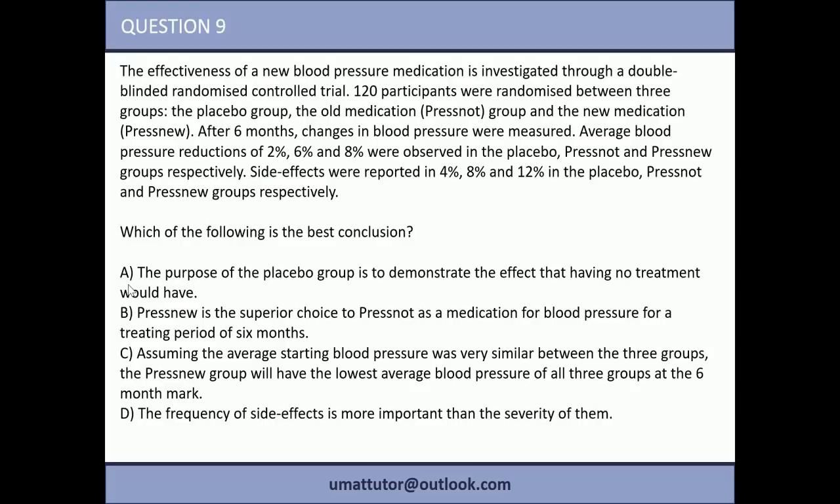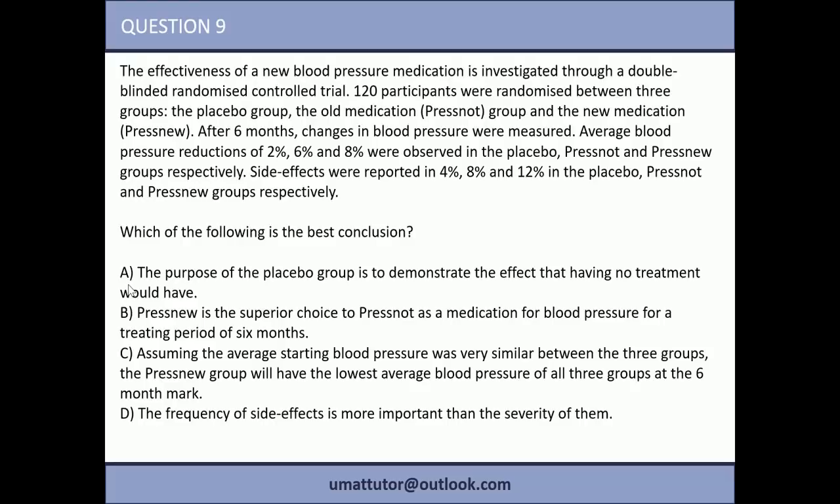It's actually showing you to what extent the success of a blood pressure tablet, in this case, is down to the psychological effect of having a tablet, and to what extent the effect is due to the actual biological or physiological effect of the ingredients in the tablet. That's what the placebo does. It shows you how much of it is psychological and how much is biological. So A is not correct for that reason.